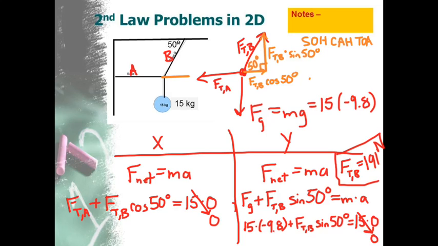So after you figured out what the force of tension in rope B is, you're going to have an equation that looks like this. Oh, that's a bad color to use there. Let's try a different one. How about purple? The force due to tension in rope A plus 191 times cosine of 50 degrees equals 0. Now that's definitely an equation we can solve, right?